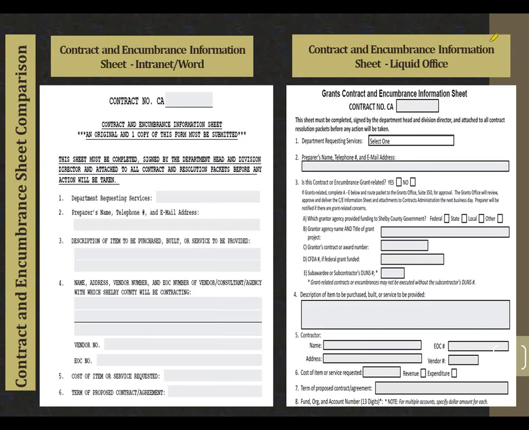Okay, here are the contract and encumbrance forms that you're familiar with. If you'll notice, we have added the word grants that I just highlighted to the contract and encumbrance information sheet that's processed through Liquid Office. Hopefully that'll help trigger that if it's not grants related, I don't use this form. All things non-grant related is to be processed with this form like you've always done.